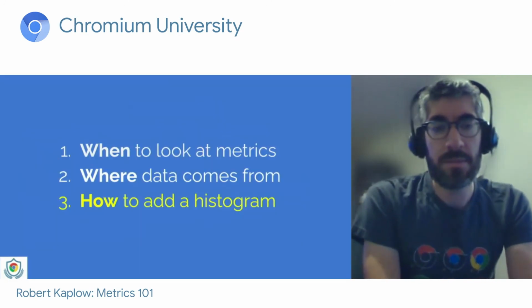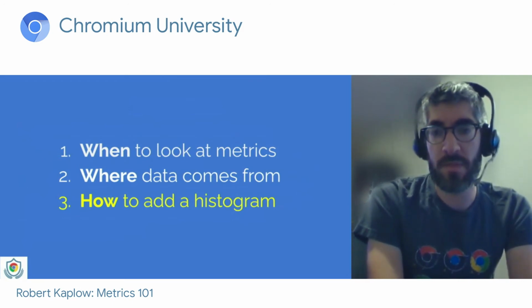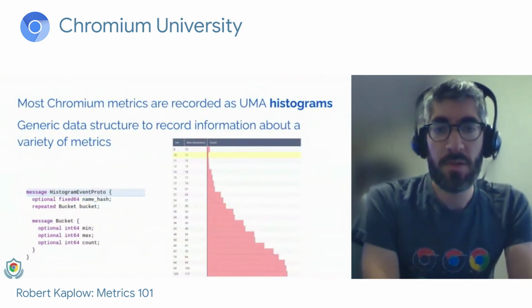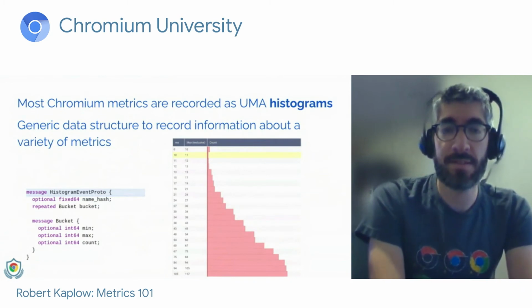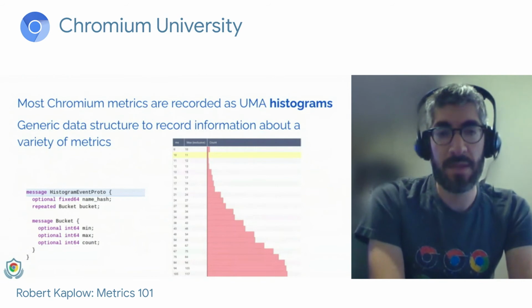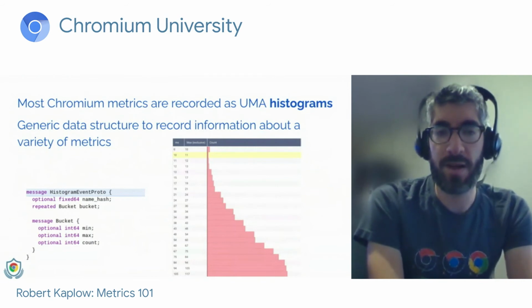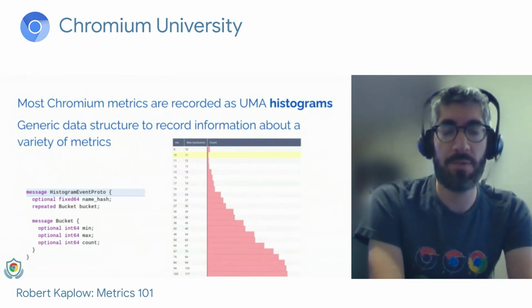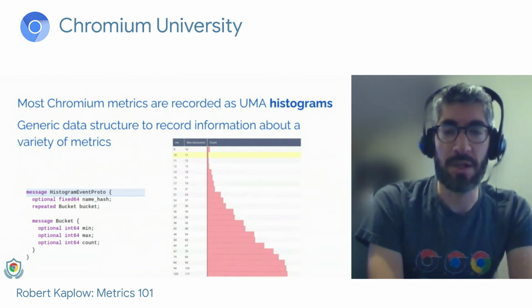So now I'm going to do a little bit of a deeper dive and describe how we actually add a UMA histogram, which is the most common metric type within Chromium. As I mentioned previously, there's tens of thousands of these that already exist. And so what do I mean by histogram? Just think of it as a generic data structure that we use to record information about a wide variety of different metric types. On the left, you see the actual protocol buffer description of the structure. If you're not familiar with protocol buffers, it doesn't really matter. It's just an easy way to encode data.